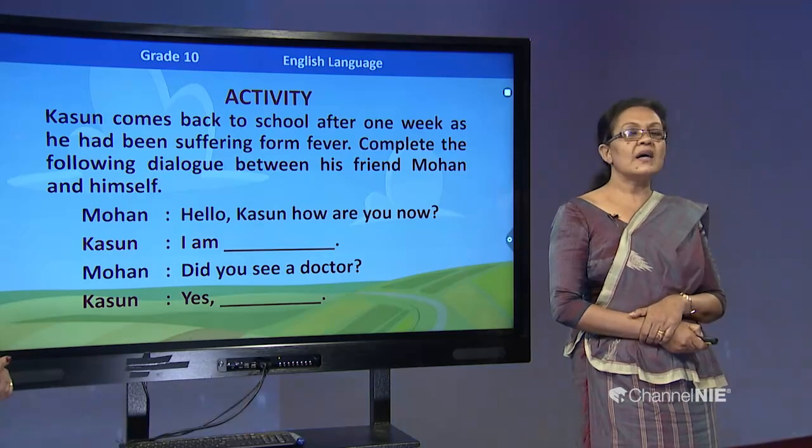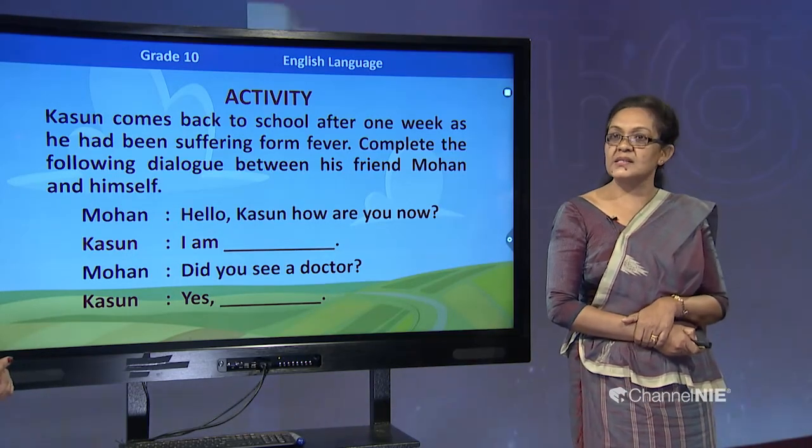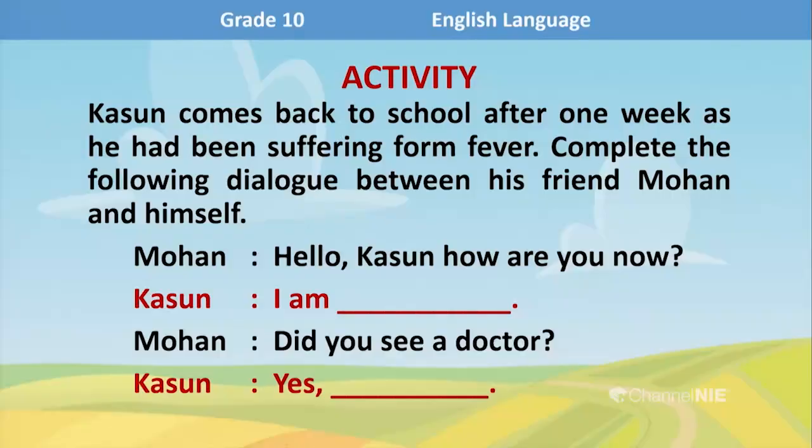Right children, now again I have an activity for you. Here Kasun comes back to school after 1 week as he had been suffering from fever. Complete the following dialogue between his friend Mohan and himself. So this is the situation given. Always you are given a situation, and according to that situation you have to build up the dialogue.